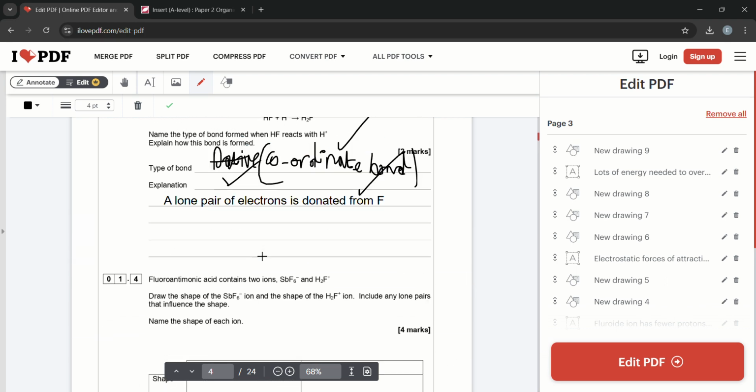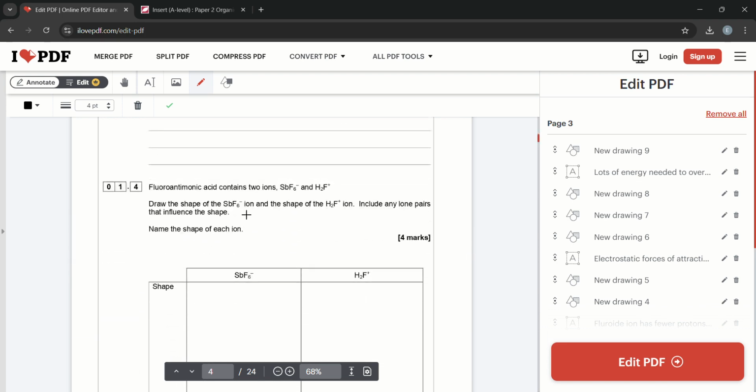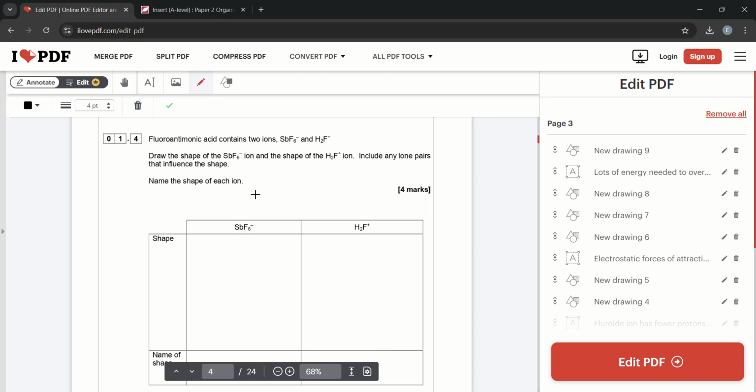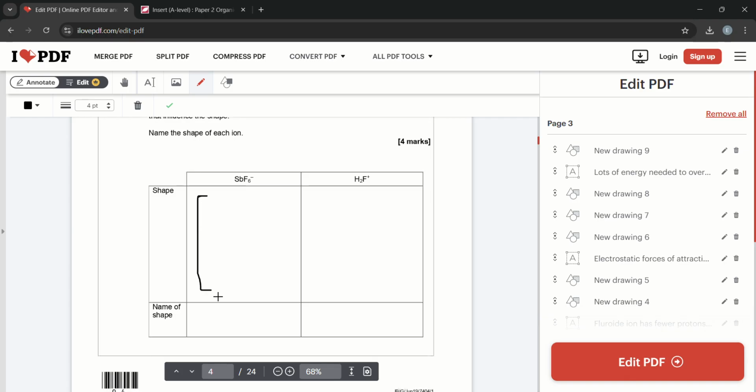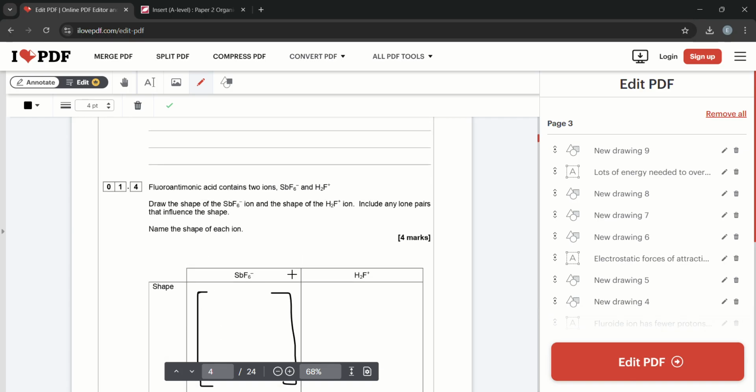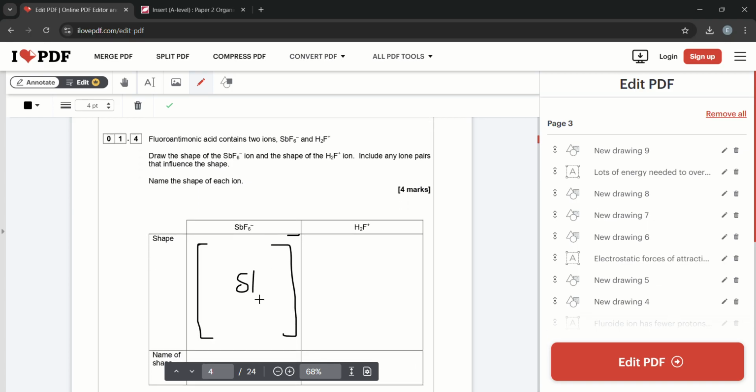Then 1.4 and 1.5. 1.4, draw the shapes of the SbF6- ion and the shape of the H2F+ ion. Because it's got a minus charge and a plus charge, we're going to have square brackets, right? The minus out here, and we're going to have Sb in the middle. We're going to have F. Obviously it should be all inside the brackets. F and then F here and F here. So 1, 2, 3, 4, 5, 6 Fs.